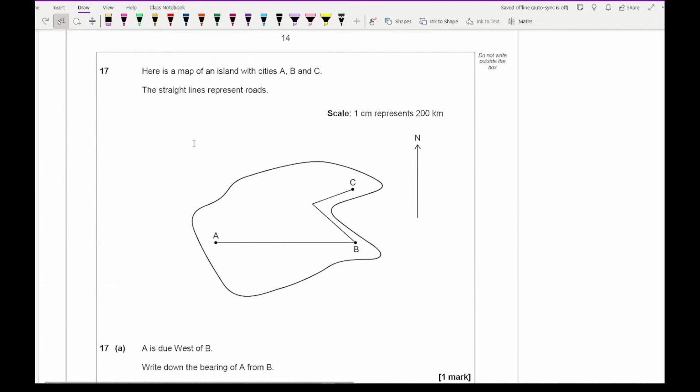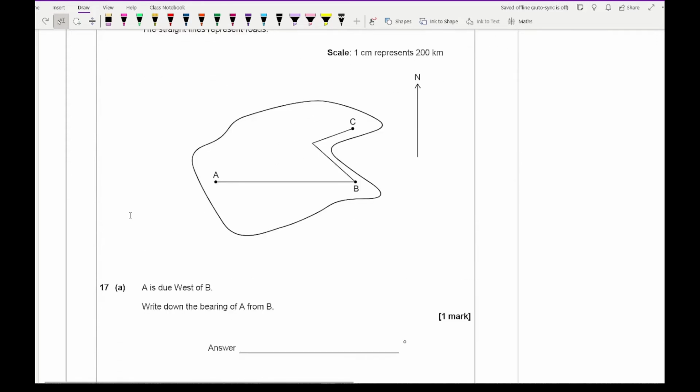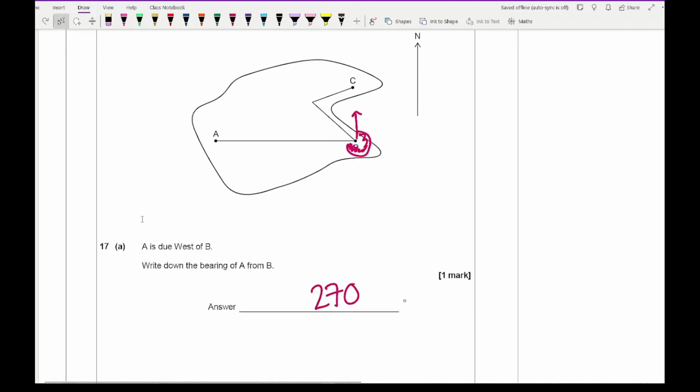Next question says, here is a map of an island with cities A, B and C. The straight lines represent roads. It says A is due west from B. Write down the bearing of A from B. So basically, if I draw a north line, I want to work out the bearing of this angle here. Well, it's going to be 270.